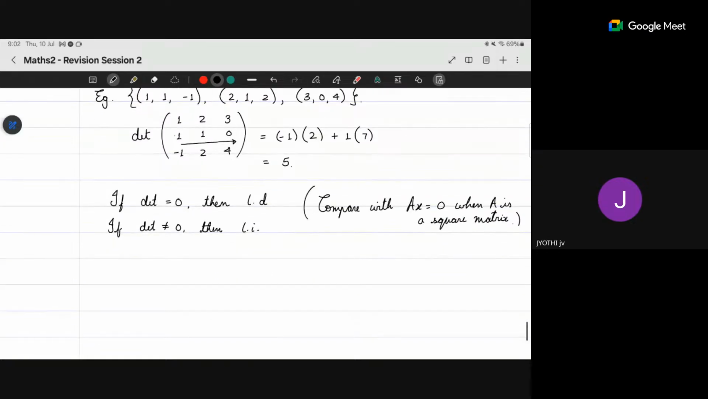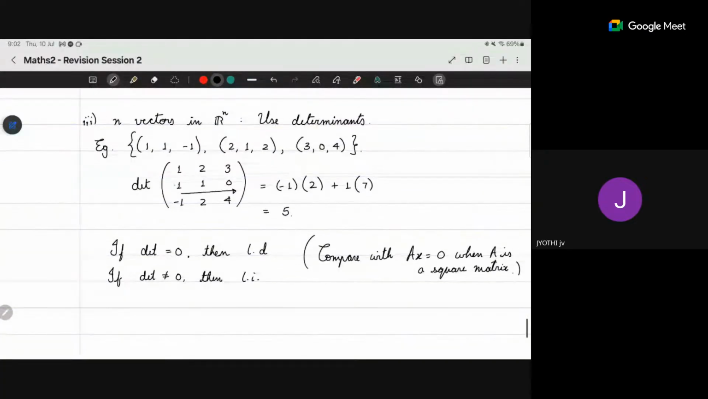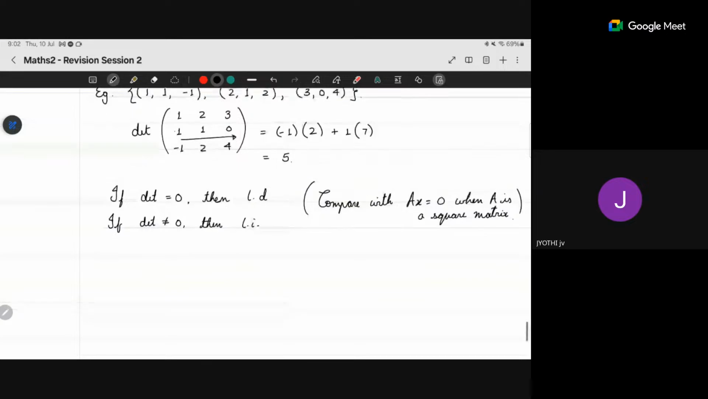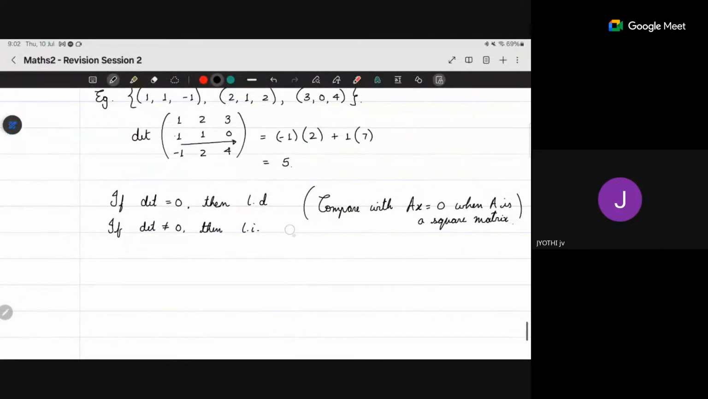So it's the same over here. Determinant not equal to 0 means my linear combination will have only the unique trivial solution. So that may be one way to remember. If it is confusing, then forget this comment. You can just remember this part: if the determinant is 0, then it is dependent. If the determinant is non-zero, then it is independent.